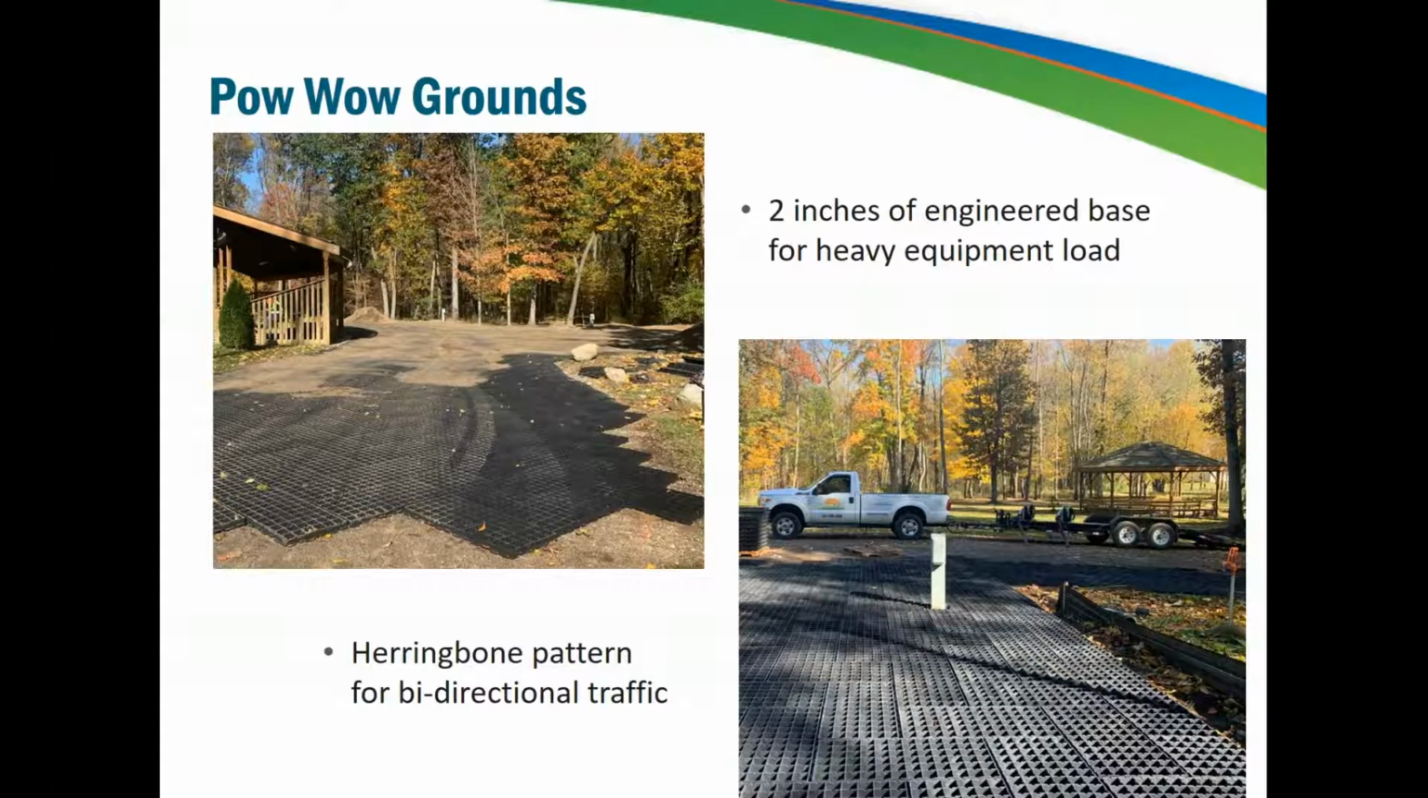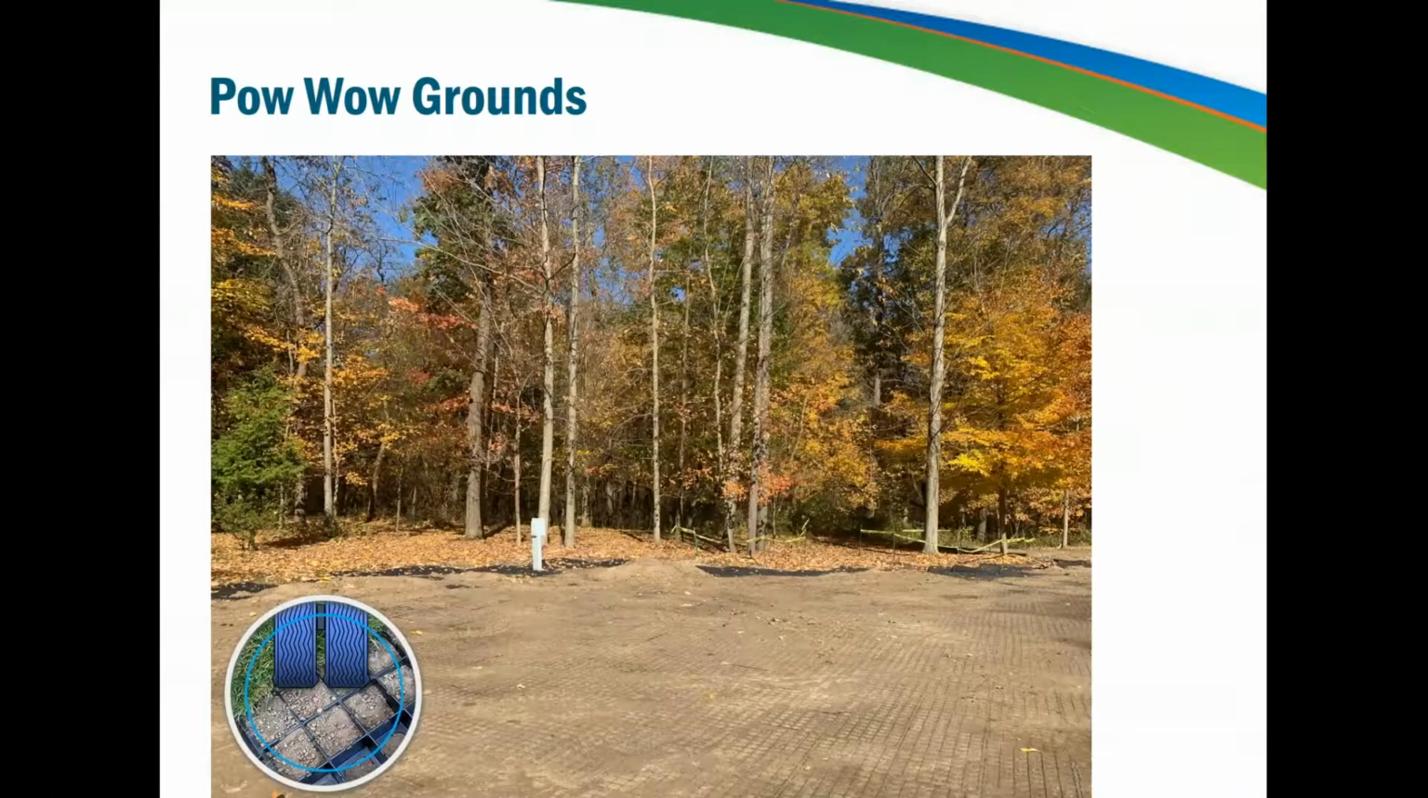The ground was leveled off and the GeoBlock 5150 panels were placed. They were laid in a herringbone pattern, which is recommended when there's going to be bi-directional traffic or lots of turning movement, which is common in trailer parking areas. The engineered base was 2 inches, which satisfied the loading requirements based on the expected vehicles. And then the cells were filled in with the local topsoil.